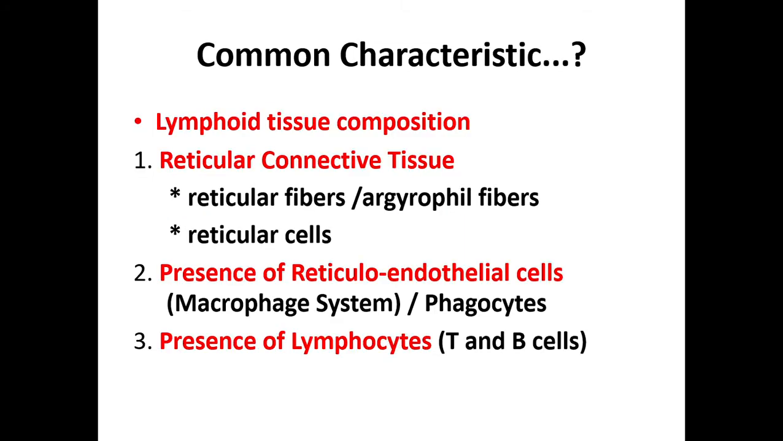What is the common characteristics of all these organs and structures of the immune system of the body? All of them are composed of lymphoid tissue. And what are these lymphoid tissue? Made up of reticular connective tissue and the presence of the reticuloendothelial cells and also the presence of lymphocytes.